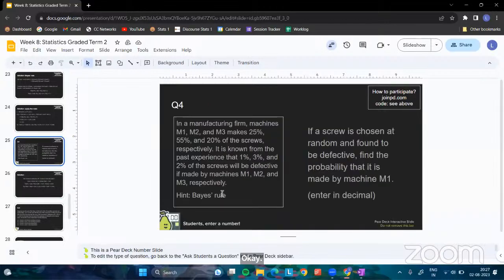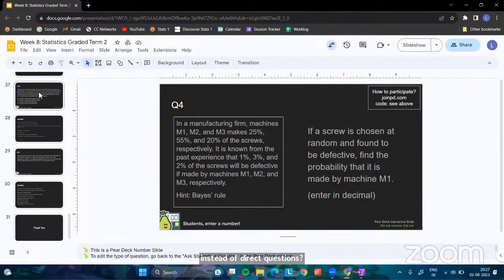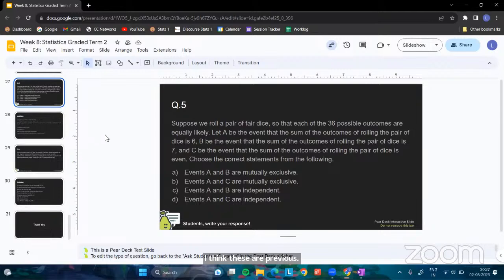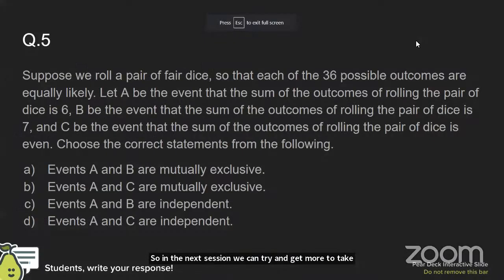Ma'am, shall we see some tricky questions instead of direct questions, if it is possible? Yeah, we could do that in the next session. I think these were prepared by the instructors, and these are previous year questions. So in the next session, we can try to get more tricky questions. For now, let's do this question. You can take 3-4 minutes to read the question and we'll discuss the answer. This one is a simple question.